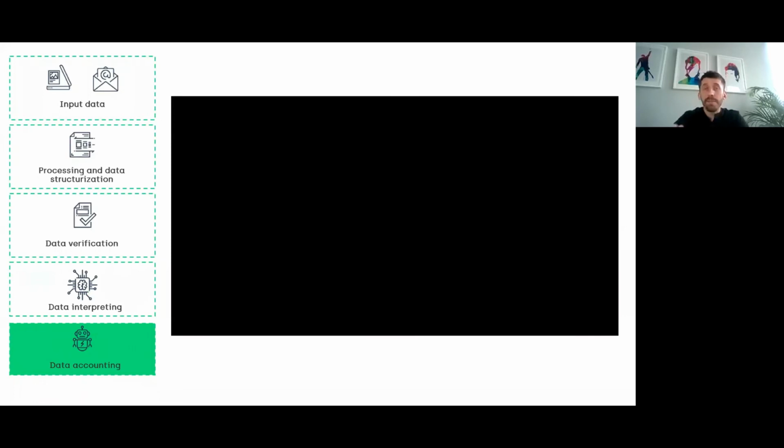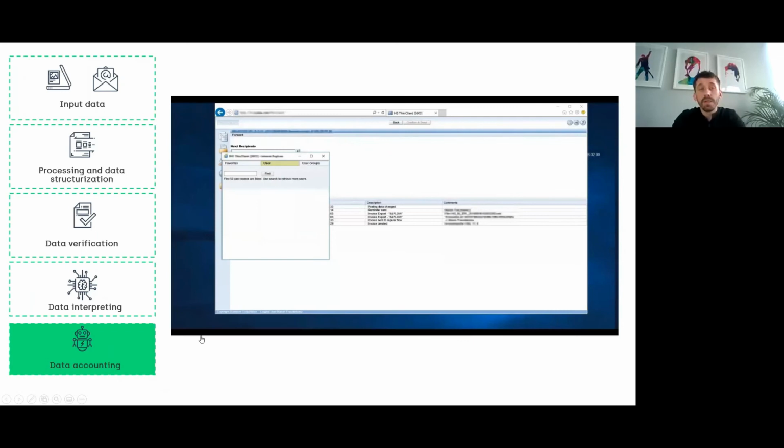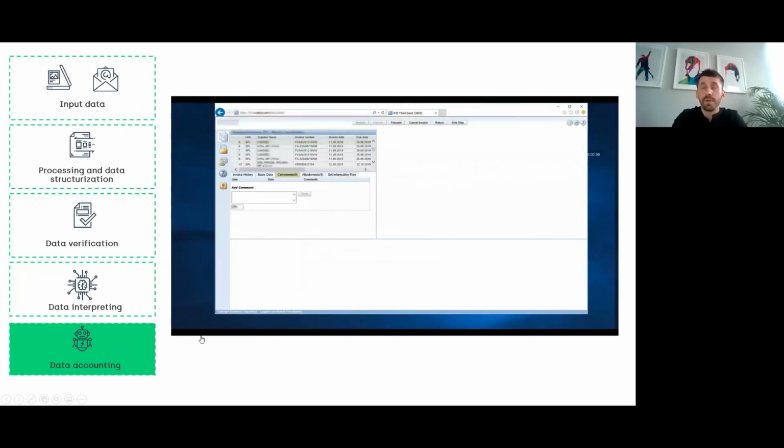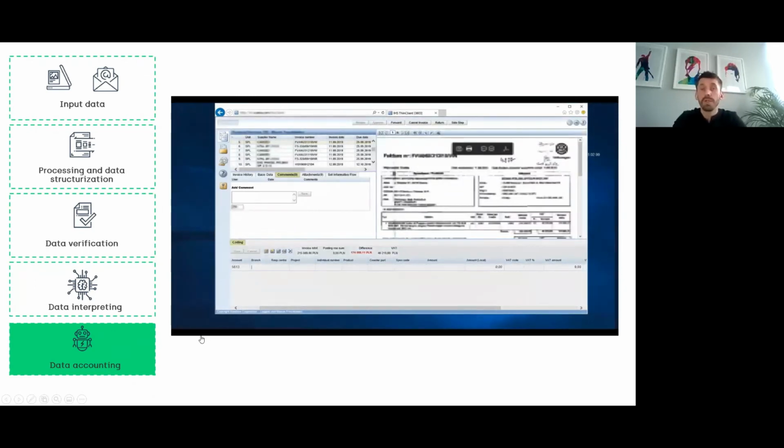And the last step of the process is data accounting and adding the invoice lines for each invoice. So the robot is using prepared data after the OCR, after the machine learning, and the robot is applying the accounting dimensions for each invoice.